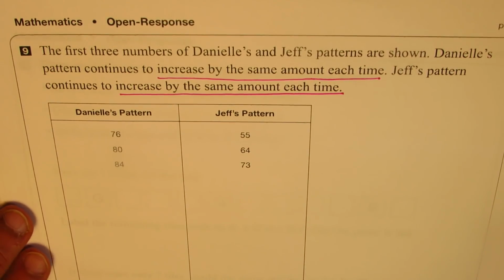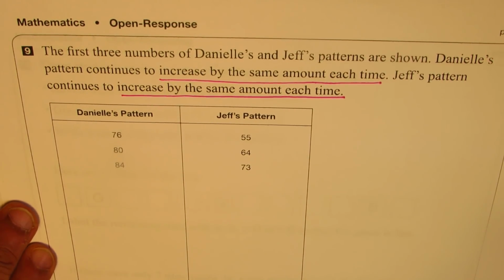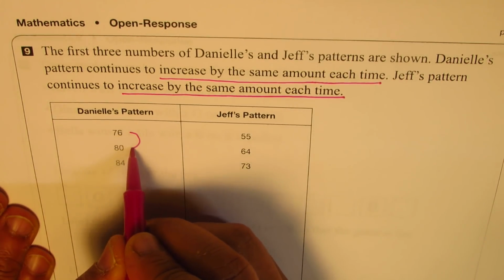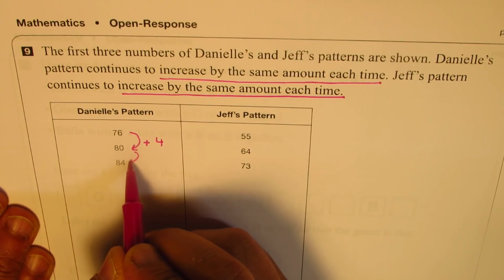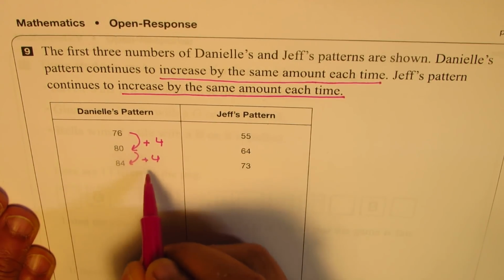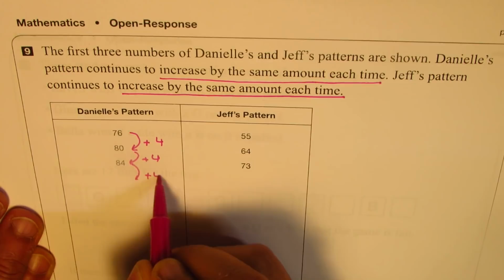Circle, right? So let's see. We have to just increase the pattern and see. From 76 to 80, we are adding what? Well, we are adding 4. 80 to 84, we are adding 4. So let's keep on adding 4 and see what you get.